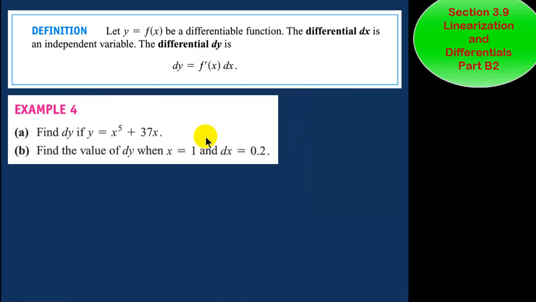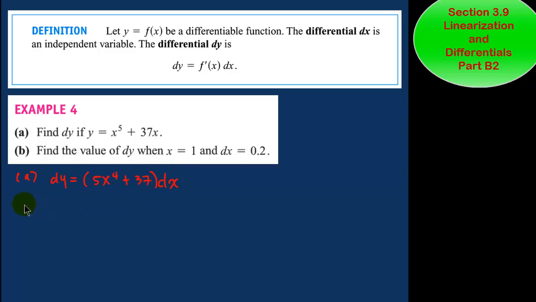Here's an example from the book where we are asked to find dy. And what is the definition? dy is just the derivative multiplied by dx. So dy in letter A would be equal to, first let's take the derivative, which is 5x to the fourth plus 37, and then multiplied by dx.